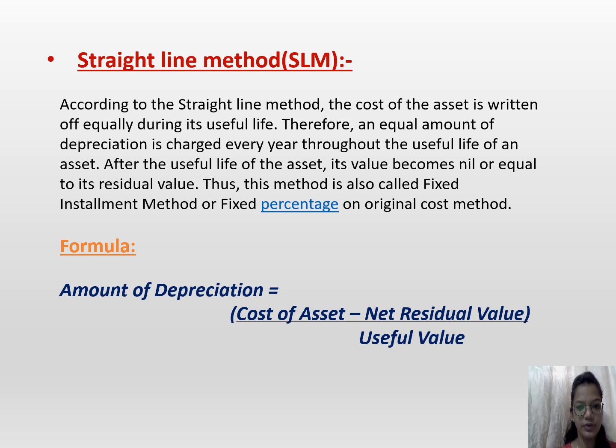After the useful life of the asset, its value becomes nil or equal to its residual value. Thus, this method is also called the fixed installment method or fixed percentage on original cost method. Formula: amount of depreciation equals cost of asset minus net residual value upon useful life.